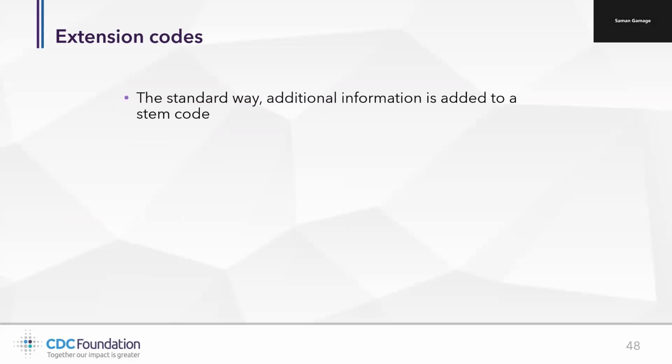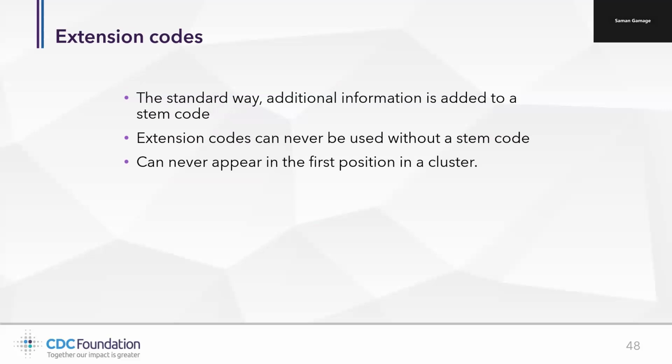Another concept is extension codes. Extension codes are the standard way additional information is added to a stem code. Extension codes can never be used without a stem code. In other words, they cannot exist alone. They cannot be used alone. They can never appear in the first position in a cluster. Extension codes will never appear in the first position of a code cluster. We will talk about code clusters later. Extension codes start with the letter X.